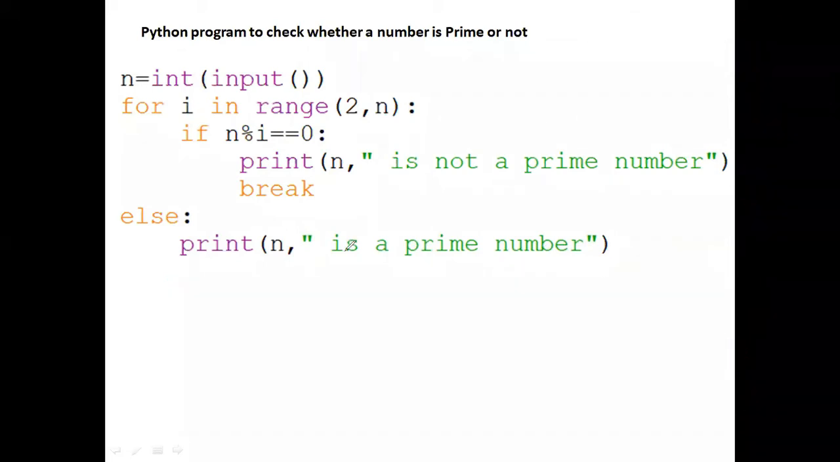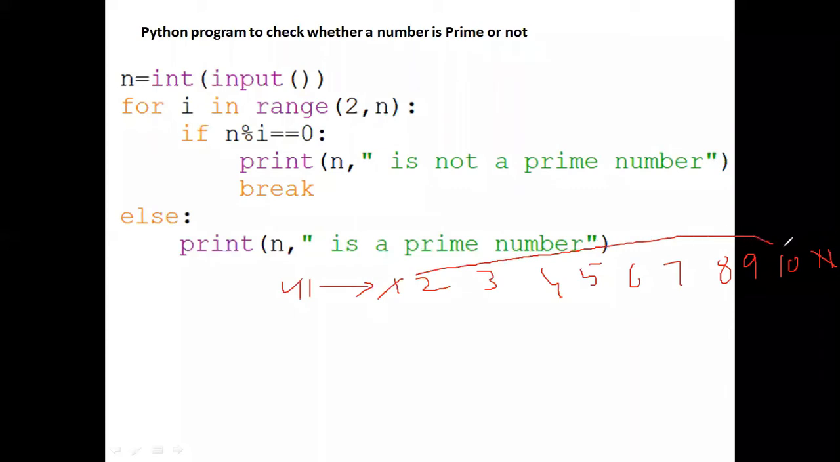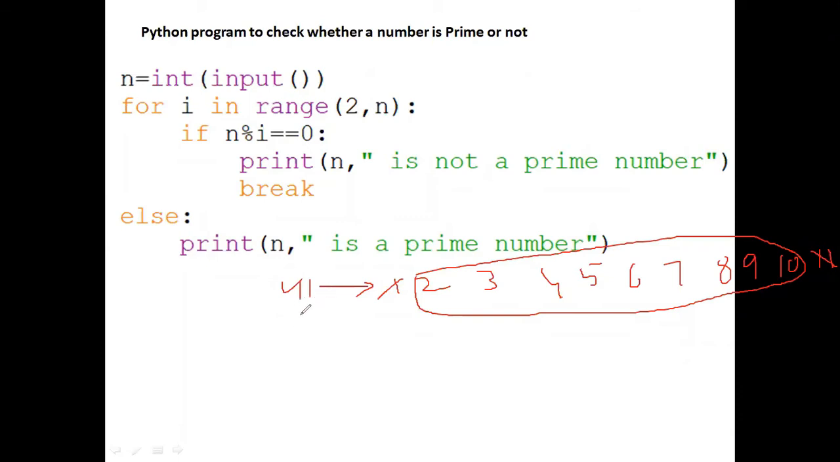Now you see the number 11. What are the numbers? 1, 2, 3, 4, 5, 6, 7, 8, 9, 10, 11. So these are the numbers. So when we say the number 11 is a prime number, remove 1 and 11, and all the remaining numbers do not divide it. This 11 is not divisible by any of the remaining numbers. Then we say that 11 is a prime number.